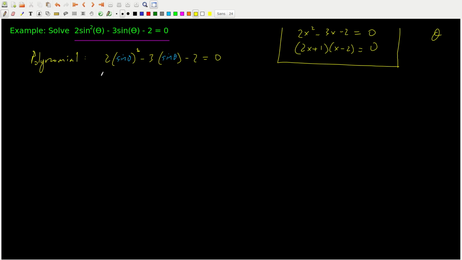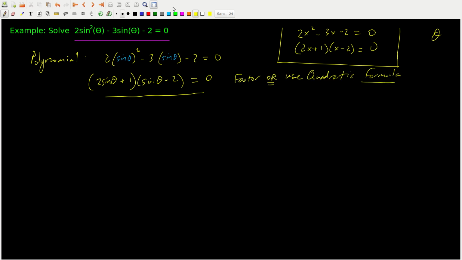Back to the sine functions, x is playing the role of sine, so this is 2 lots of sine theta plus 1. And then the other factor was just sine theta minus 2. And that's equal to 0. So I've just factored. Or you could use the quadratic formula. All I've done here really is replace the x's that we had over here. This is a calculation from chapter 3. I've replaced them with sines when I've written it down here.